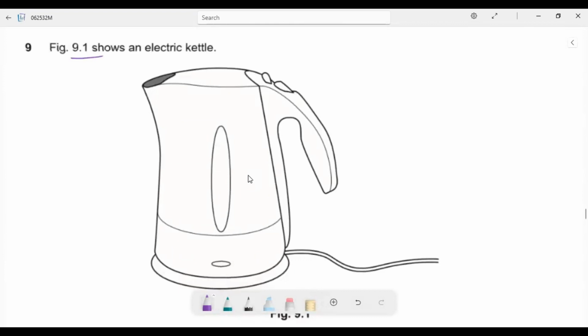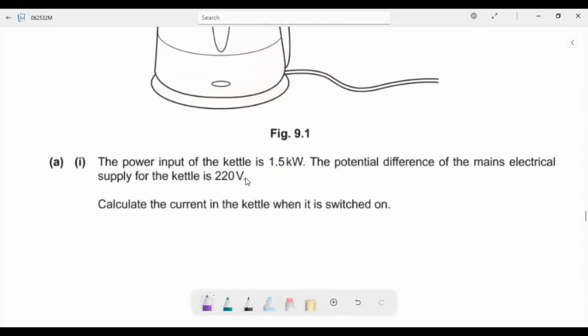Figure 9.1 shows an electric kettle. The power input of the kettle is 1.5 kilowatt. The potential difference of the mains electric supply for the kettle is 220 volt. Calculate the current. So power can be written as voltage into current, that is P is equal to V into I. We need to calculate the current.